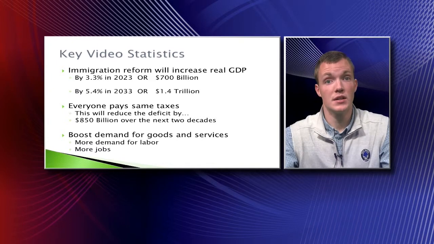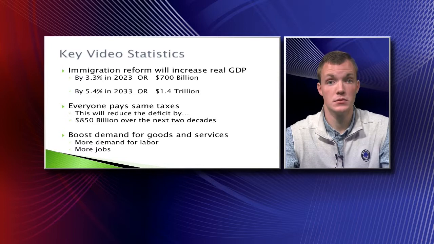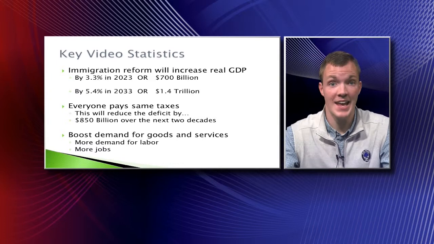By this immigration reform, everyone will be required to pay the same taxes. So just as U.S. citizens, illegal aliens will be required to become a citizen and thus will be taxed on the same basis as our ordinary day-to-day people. This will help reduce the deficit by an astounding $850 billion over the next 2 decades.